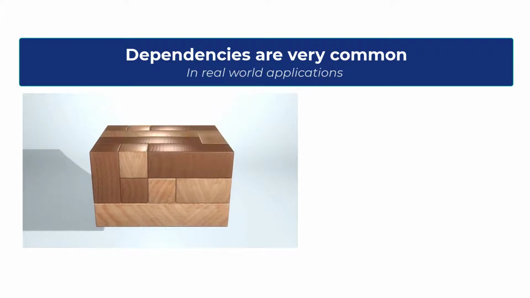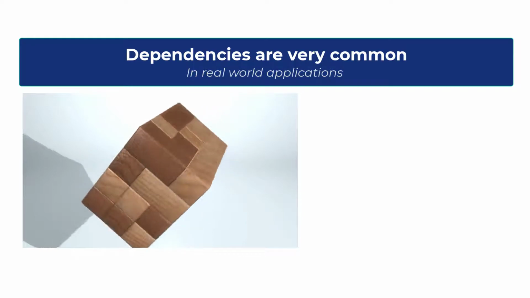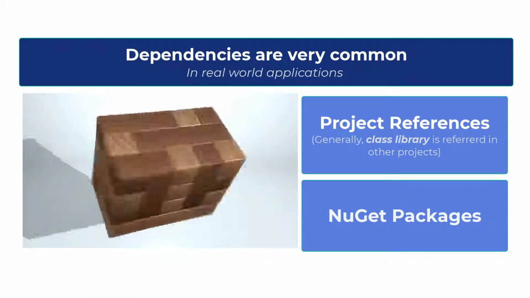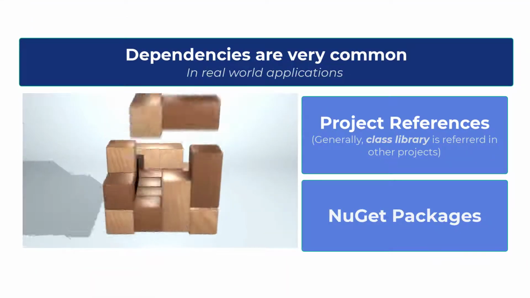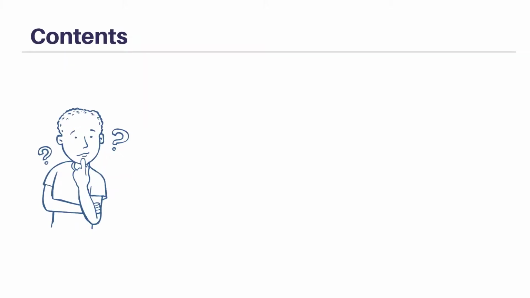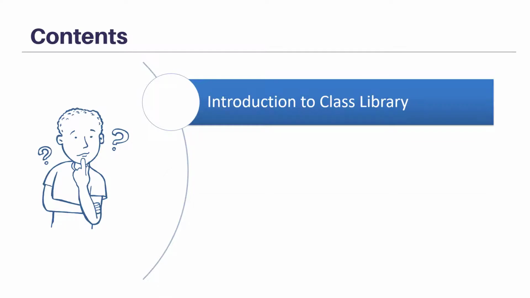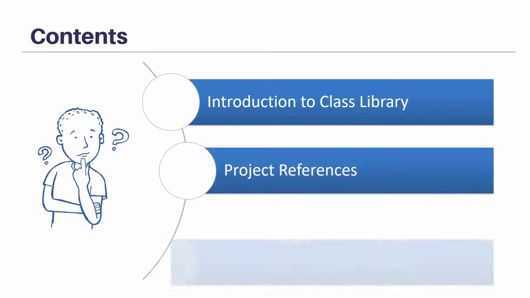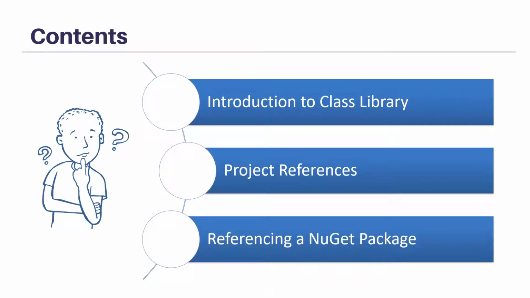There are two most common ways to add dependencies to a project. One option is to add a project reference and the other option is to add a reference to a NuGet package. In this episode, we are going to talk about class library, how to add a project reference to a class library, and how to reference a NuGet package from a project. I am sure you will like this episode and you will find it helpful.